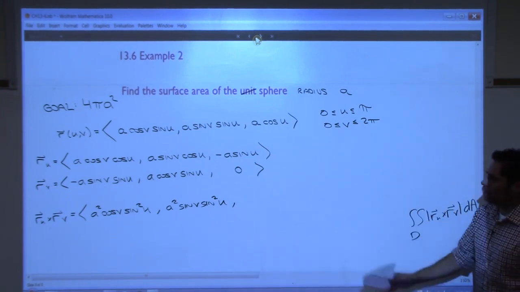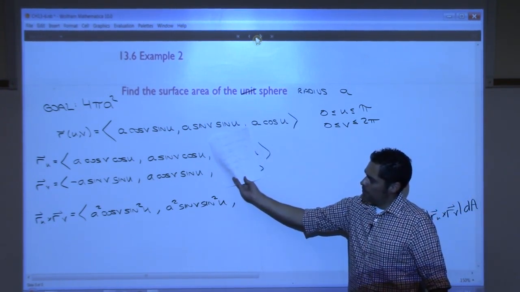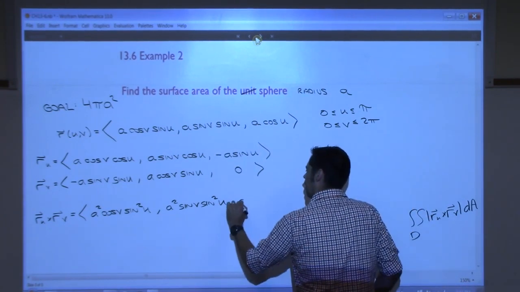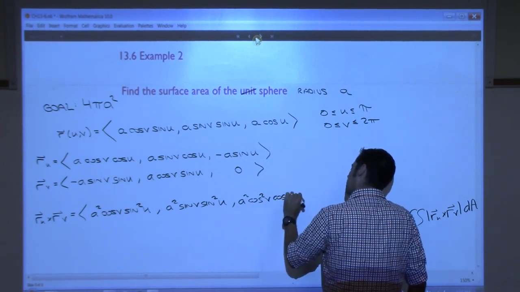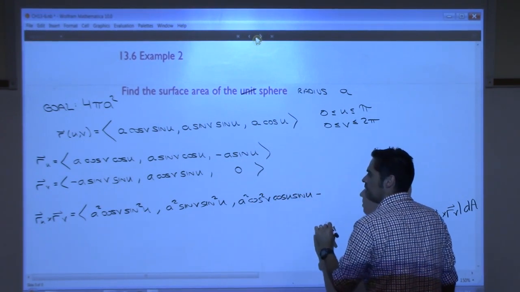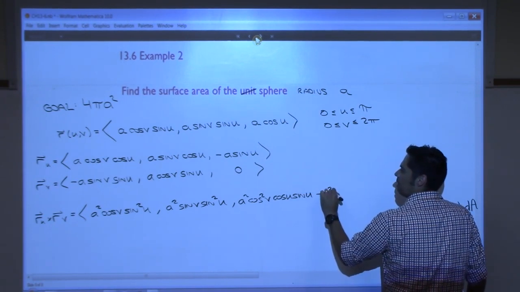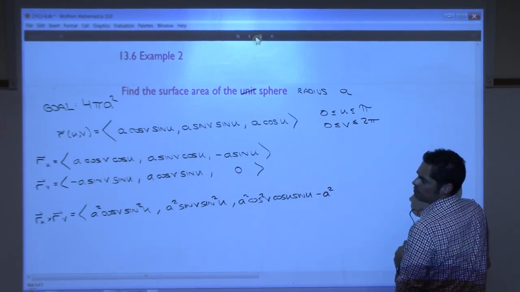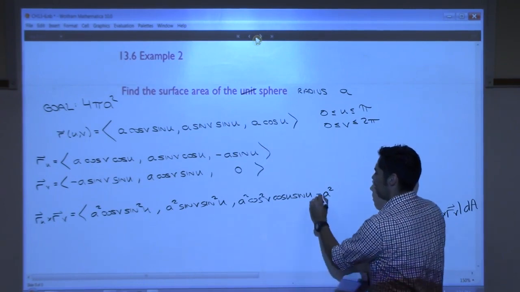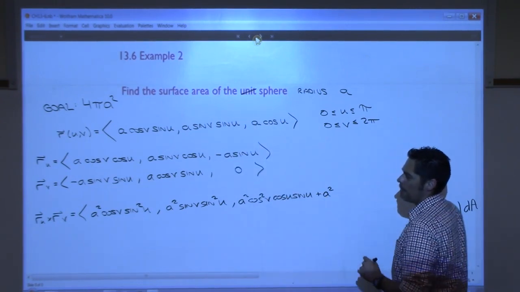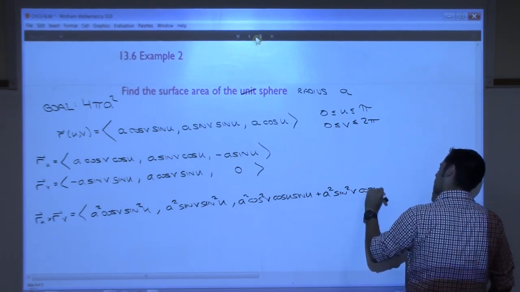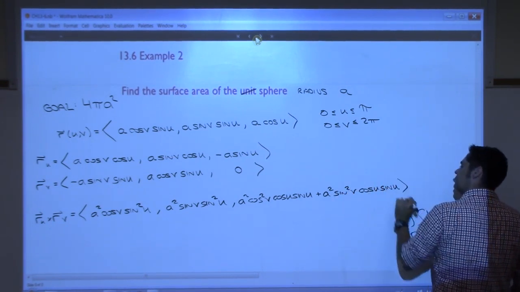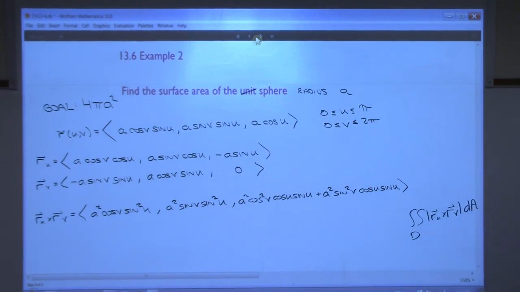And then the last one's the ugly one. A squared cosine squared v cosine u sine u minus a squared, is it minus? Plus. Plus, sorry. Plus sine squared v cosine u sine u. So very similar to what we had, right? We weren't sure if it was going to be an a in there or an a squared, but it's a squared. Do you see that?